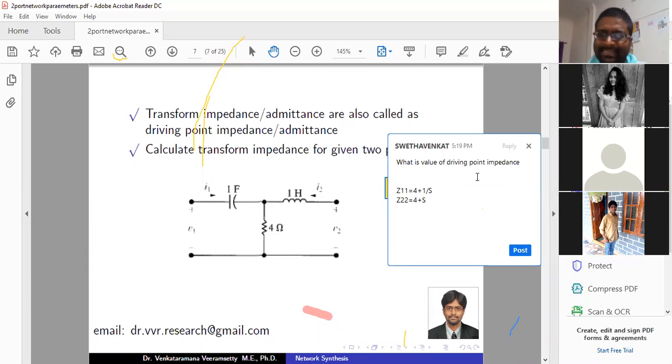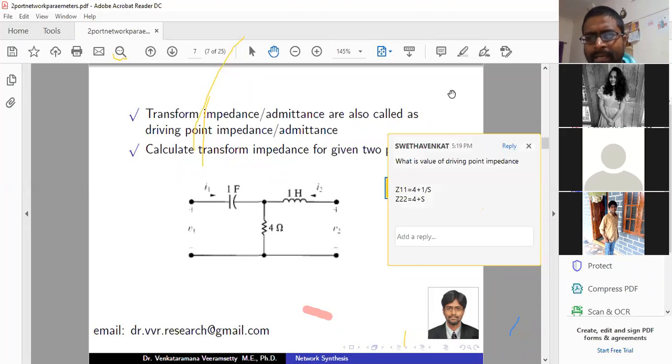Right. Generally, if you observe this given two-port network, I told you it's a ratio between transformed voltage and transformed current. That is, transformed voltage means V of S by I of S. So that means we have to convert all the parameters into the S domain. So it is 1 by S, it is S, and this is 4. So Z11 is 4 plus 1 by S, and Z22 is 4 plus S. That's it. Fantastic.